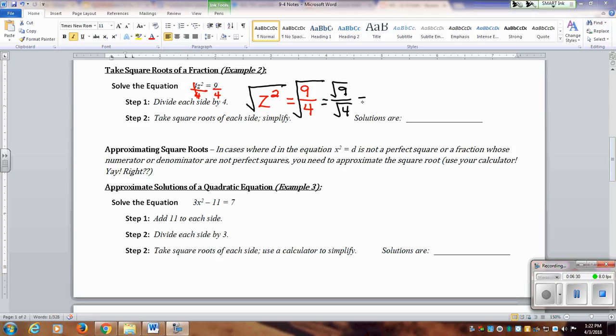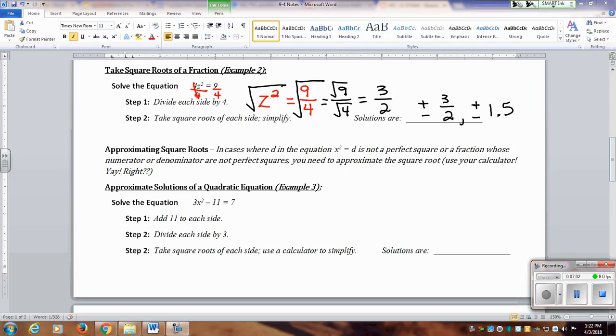And the square root of 9 is 3. And the square root of 4 is 2. Okay? And that's the positive, but there's also a negative, so just keep in mind it's plus or minus 3 over 2. So positive, negative 3/2, or positive, negative 1.5. I'll even let you do decimals for this. Okay?